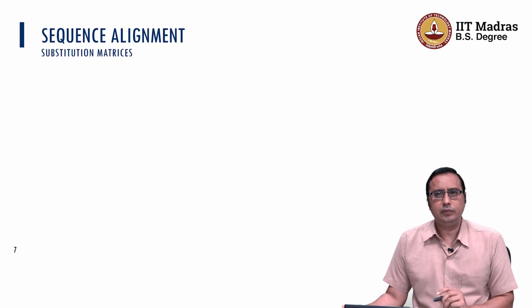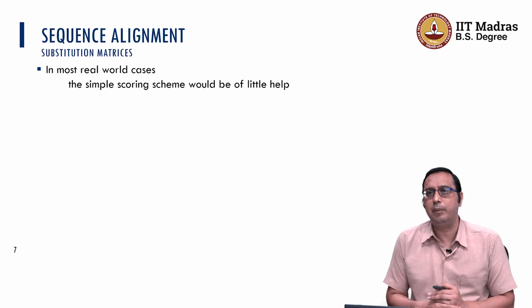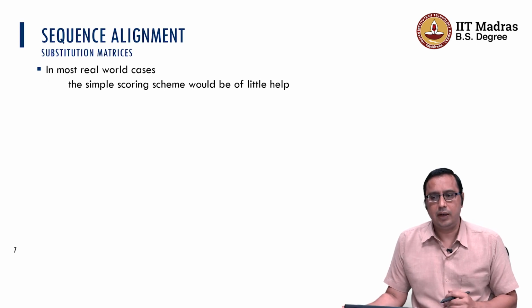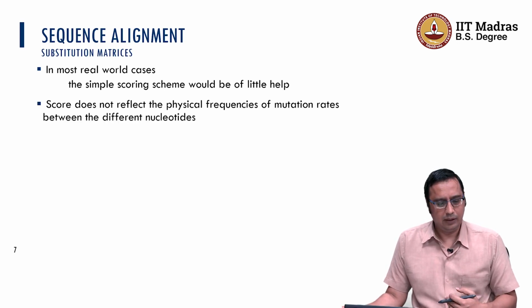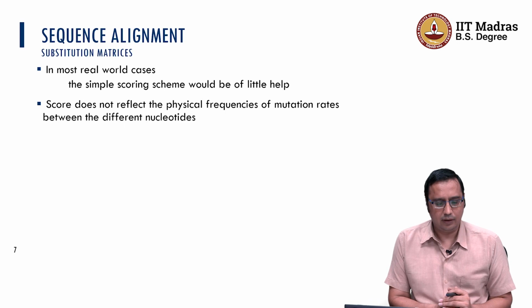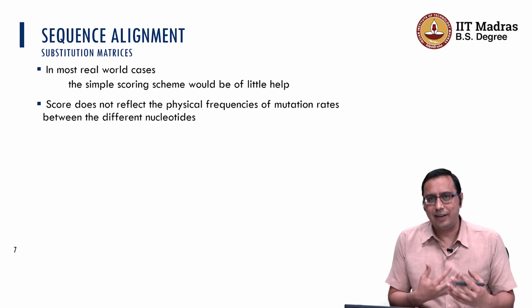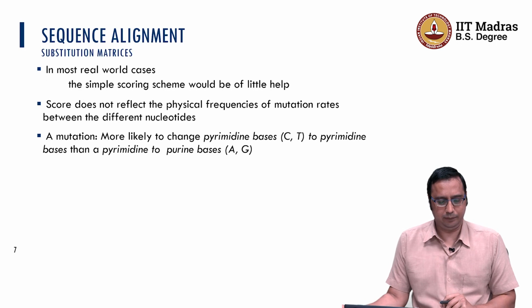Now, this is a little simple scoring scheme. We have to look at practical scenarios. In the real world, simple scoring schemes are not that useful. So we have to go for a more realistic scoring scale. Scores that do not reflect the physical frequency of mutation rates between the different nucleotides are not typically used. So we want to ensure that when we provide the score, it reflects certain physical meaning.